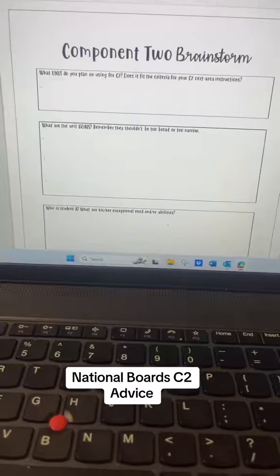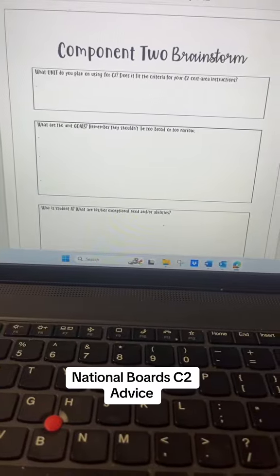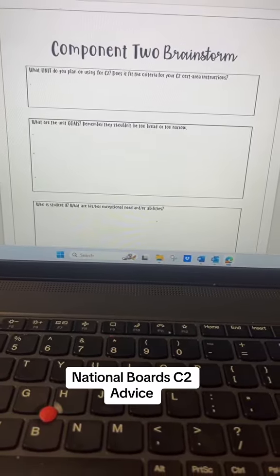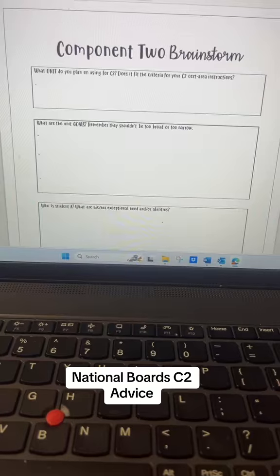But before I ventured into Component 2, I needed to brainstorm, and sometimes it's hard because all these things are swirling in your mind, all these directions. So let me show you a graphic organizer that really helped me. As a candidate support provider, this is something that I created to help candidates as they're going through the National Board process to brainstorm Component 2.